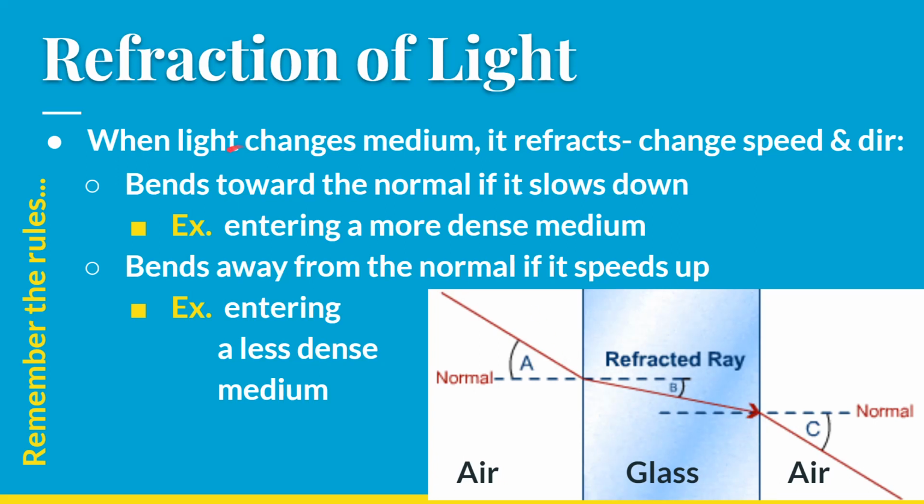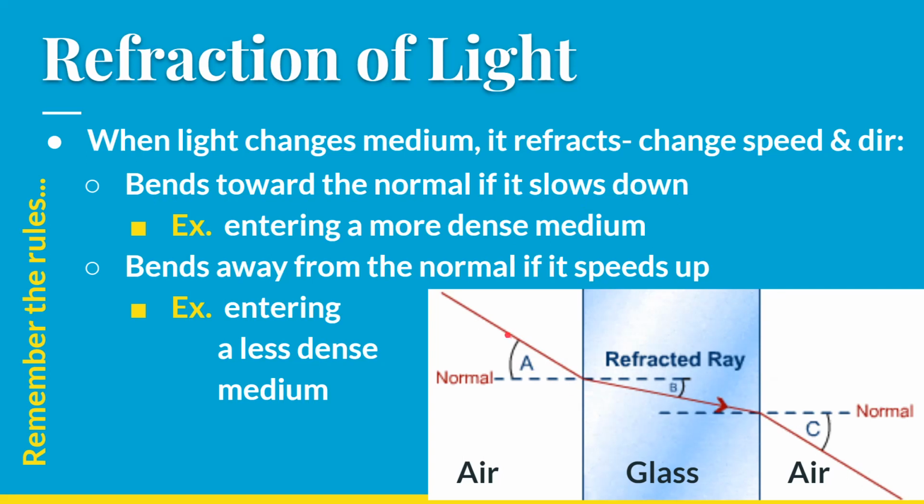But if when light changes medium, it refracts. Again, here's an example going from air through glass of some kind and then back into the air. So you can see that there is bending whenever it goes into the glass because it's traveling at a different speed. You can even tell that it's moving slower if you follow this little arrowhead. But again, it will bend toward the normal if it slows down.